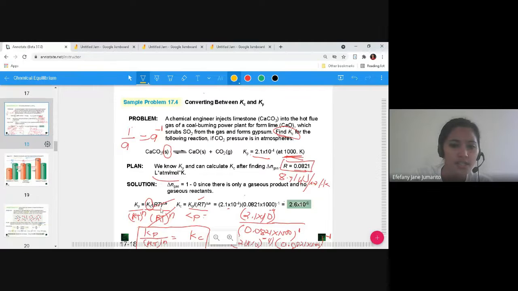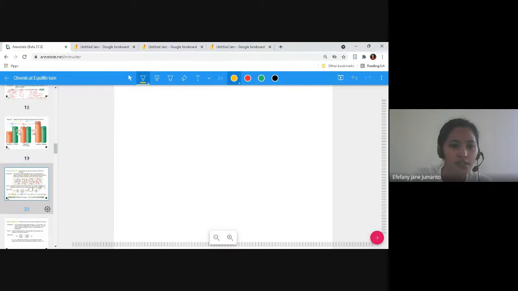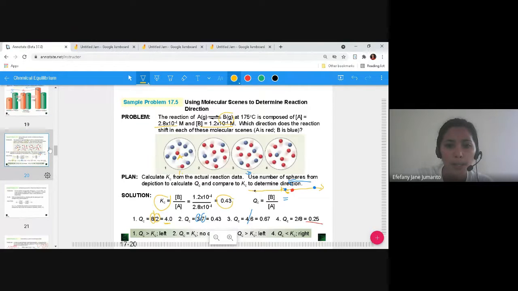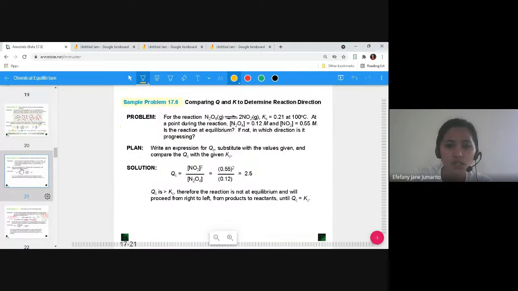Okay, we have that one. Kc and Kp are not equal. Then we have this one, when depicted with your molecules.